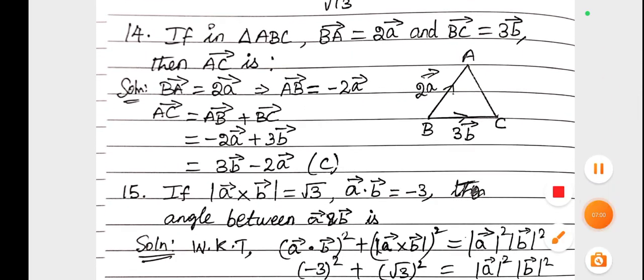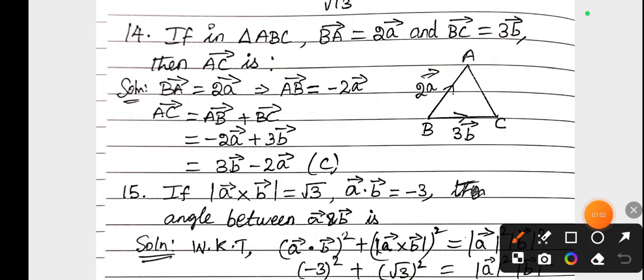Actually, it is again easier. BA they have given, BC they have given, AC they are asking. In the triangle ABC, they are talking about BA in the question, but in the arrow diagram it is like this: A to B, B to C, AB plus BC is AC. In the triangle law of vectors, am I correct, children? In triangle ABC, AB vector plus BC vector equals AC vector.